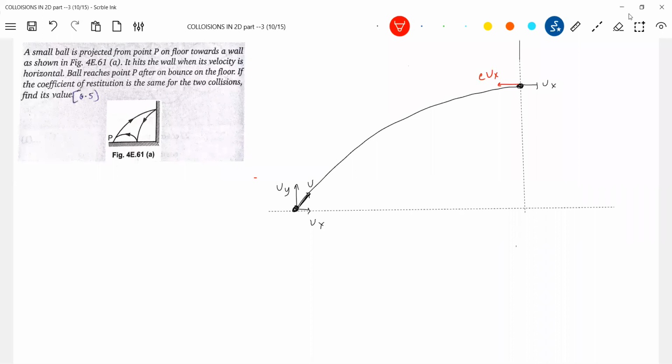If it were an elastic collision, it would have retraced its path. Since it is not elastic, where will it come and strike? This is the point of projection. It will strike somewhere below here. So when it's striking, what should be the vertical component? It will be the same as earlier, uy. Then what about the horizontal component? The horizontal component will remain the same.